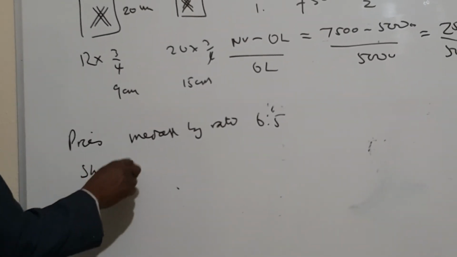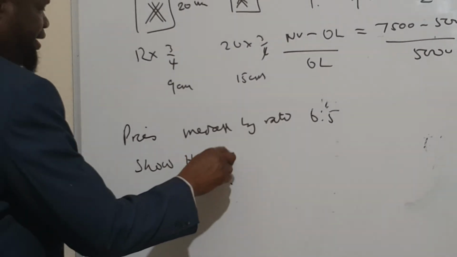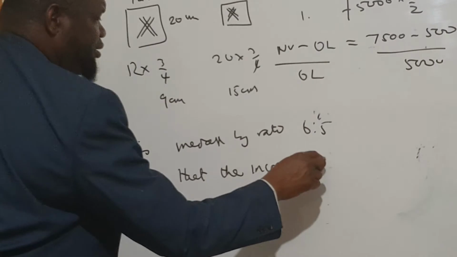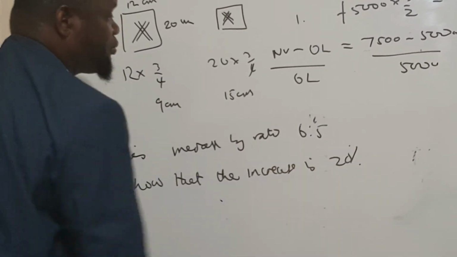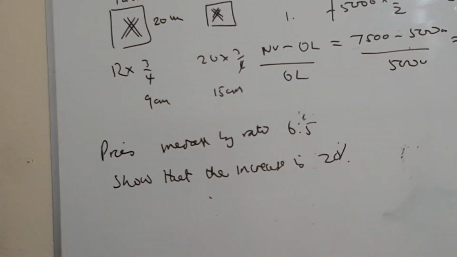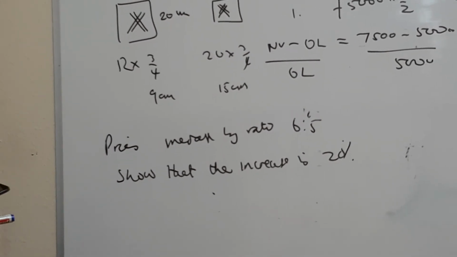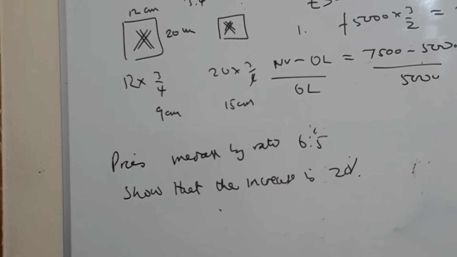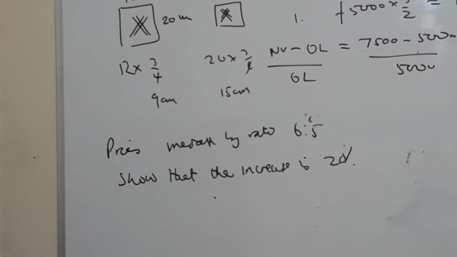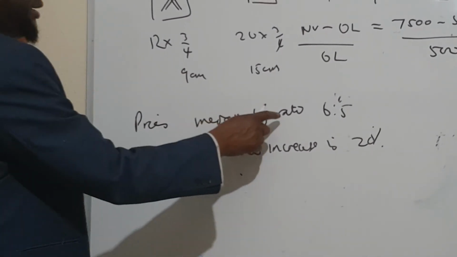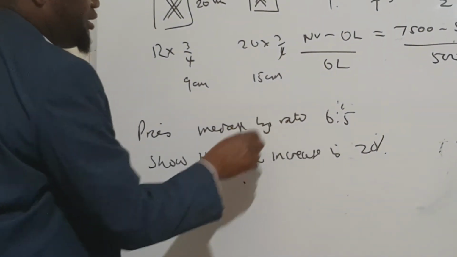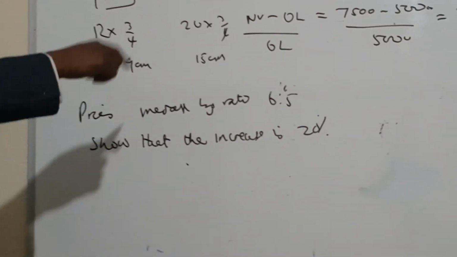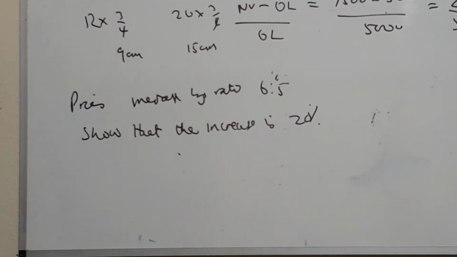So that the increase is 20%. How do you show that the increase is 20%? Can you say the question again? The price increased by a ratio of 6:5, isn't it? Yes. So that the increase is 20%.